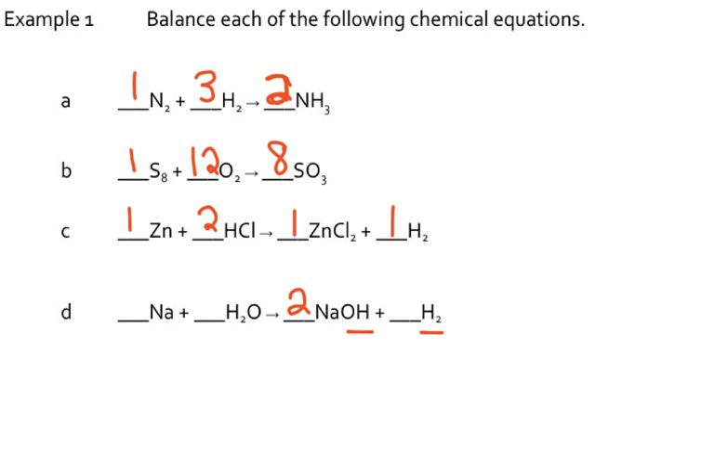We're now at 2 sodiums on the right. If I can make 2 sodiums on the left, that balances off the sodiums. By changing the coefficient on NaOH, we have 2 oxygens on the right. Need to make 2 oxygens on the left. If I put a 2 here, I'm okay.